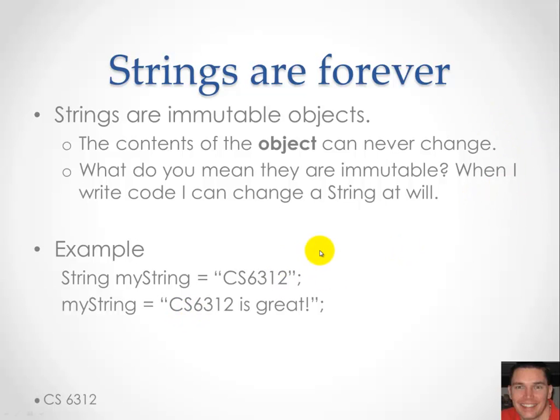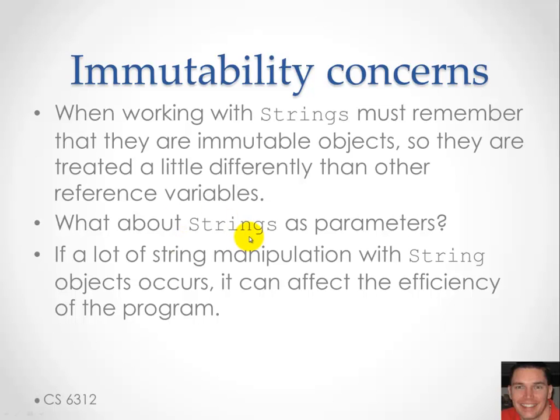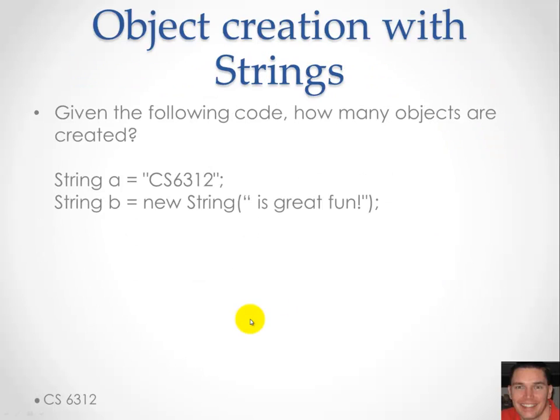What that means is string operations can be very expensive, because we're going to be constantly going out and making new string objects if we are modifying them a lot. This means there are going to be some differences when we're using strings as parameters. And if we're doing a lot of string manipulation, it can affect the efficiency of our program, because every time we manipulate that string, a new string object is going to be allocated. So let's look at a couple of examples here.